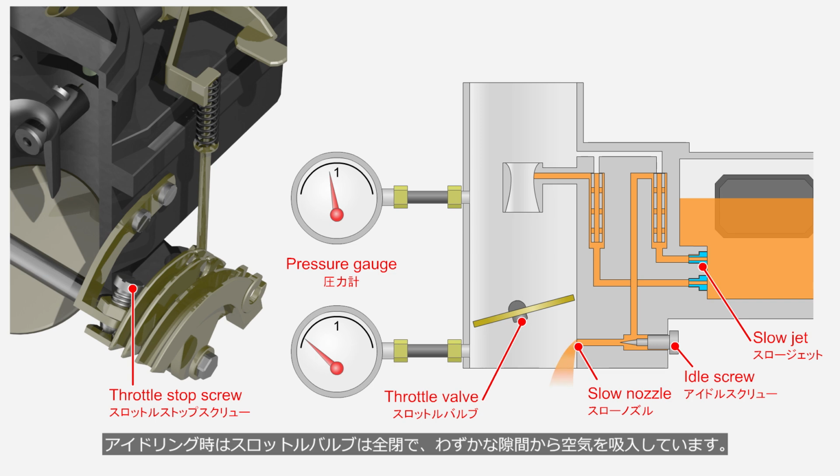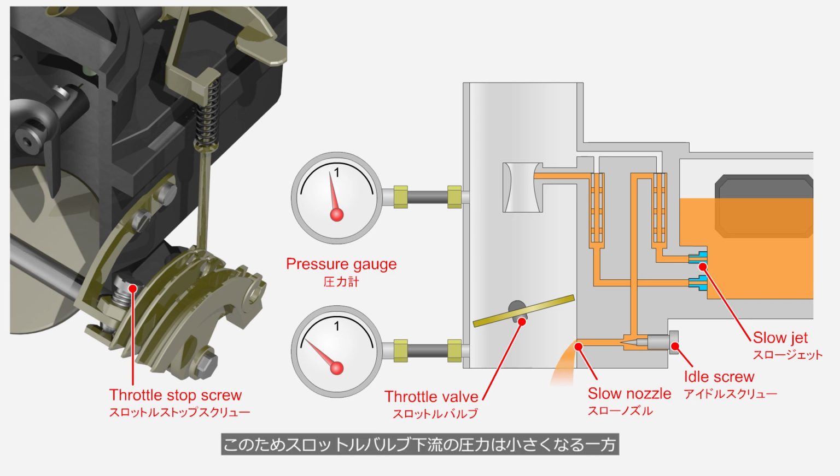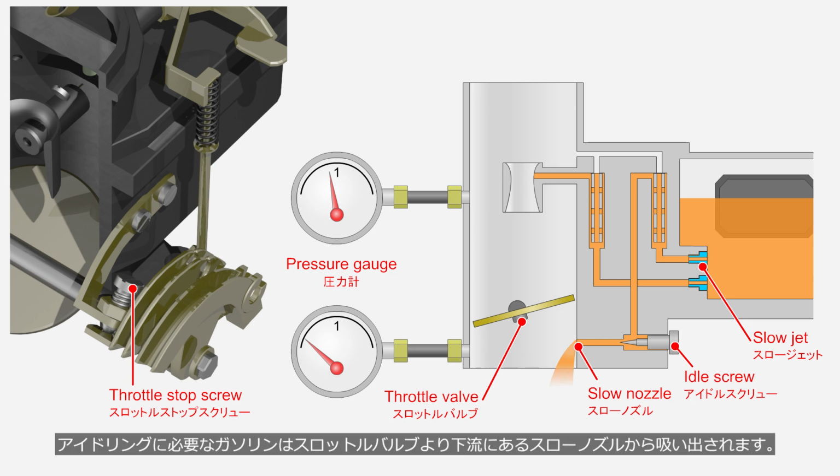During idling, the throttle valve is fully closed, and air is drawn in through a small gap. Therefore, the pressure downstream of the throttle valve decreases, while the pressure in the venturi section, where little air flows, doesn't drop as much. The gasoline needed for idling is drawn out through the slow nozzle, located downstream of the throttle valve. The idling speed is adjusted using the idle screw and throttle stop screw.